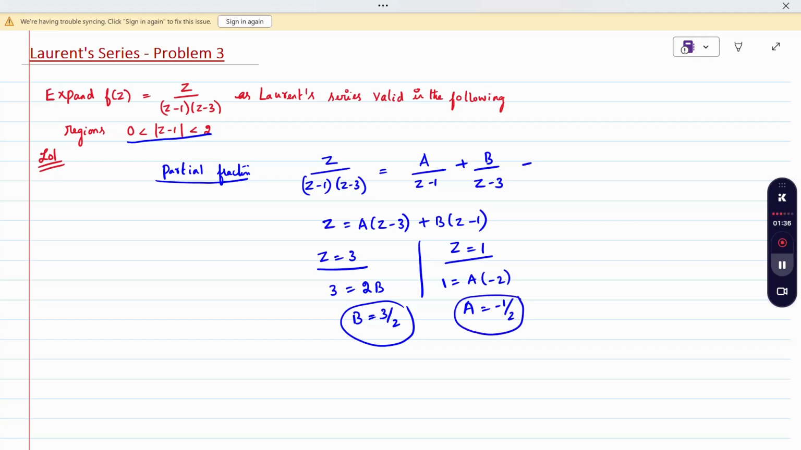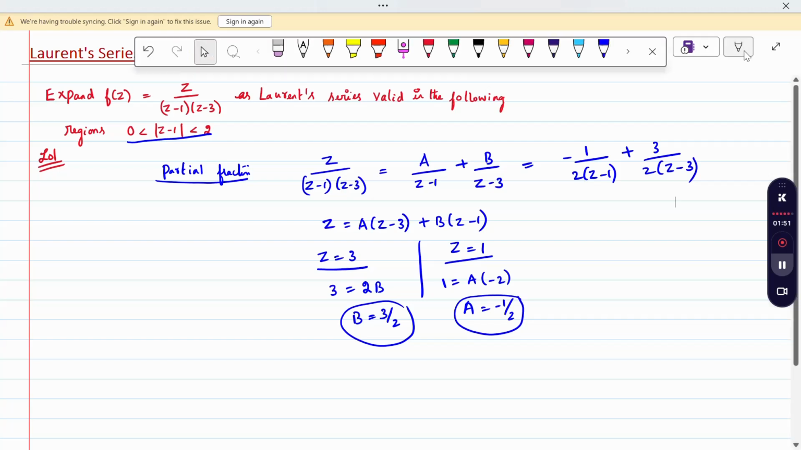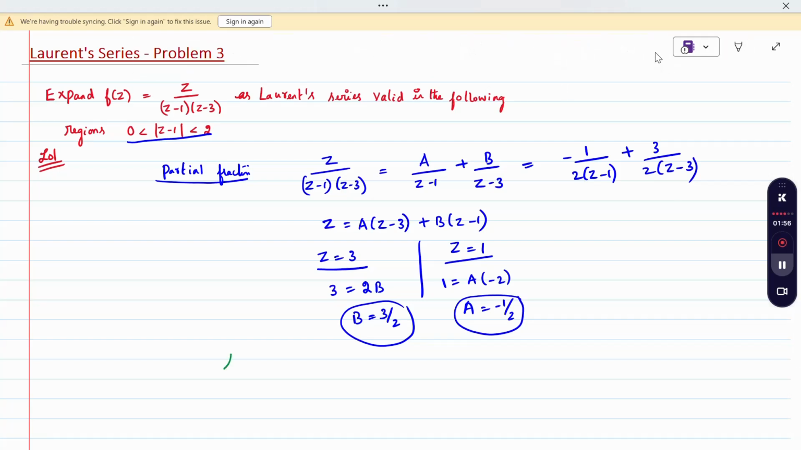Now substitute both in the given question: minus 1 by 2 into (z minus 1) plus 3 by 2 into (z minus 3). Now write the new f of z. So f of z is nothing but minus 1 by 2 into 1 over (z minus 1), plus 3 by 2 into 1 over (z minus 3). So this is our new f of z.